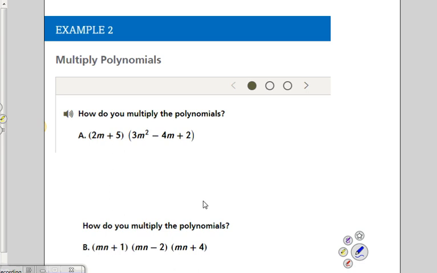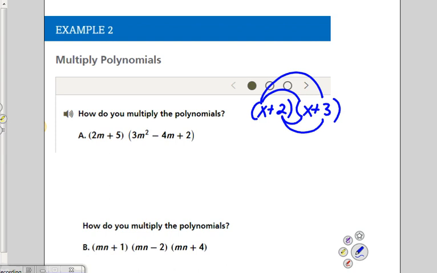Next, we have multiplying polynomials, example 2 in lesson 3.2. We are going to distribute. We know this is foiling. Whenever you have a binomial times a binomial, you should be pretty familiar with that. You know what foiling is, where you do the first two, then the outside, inside, and last.